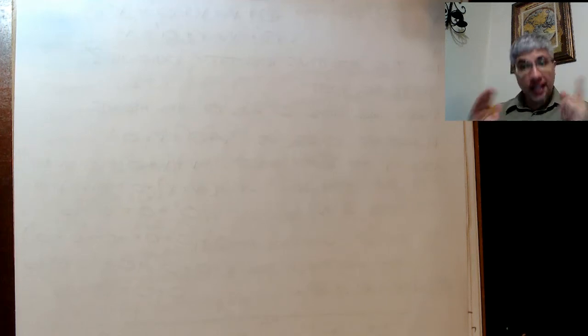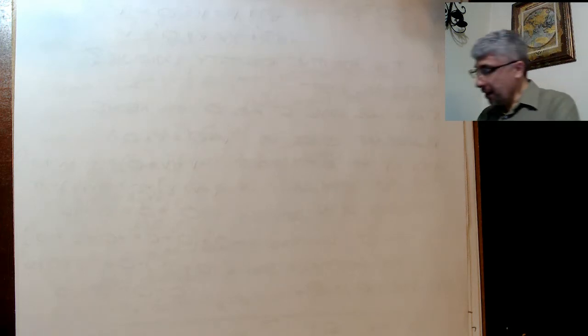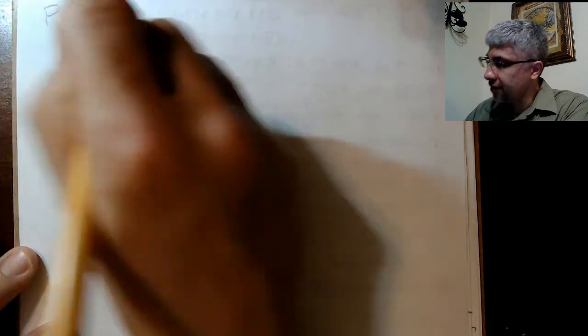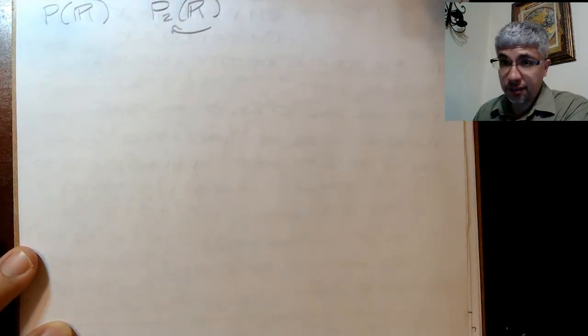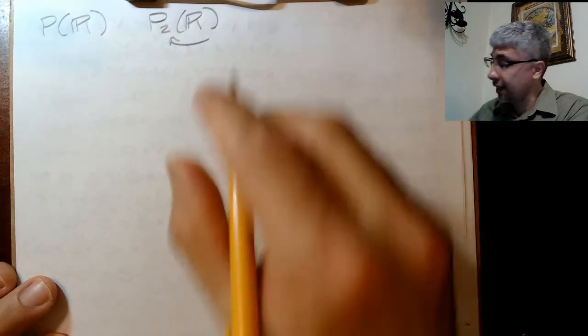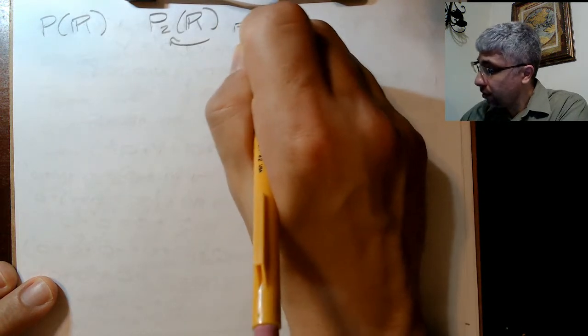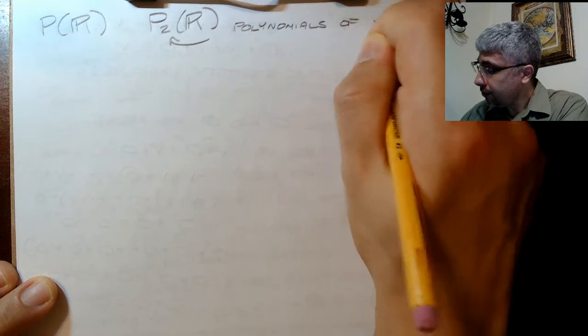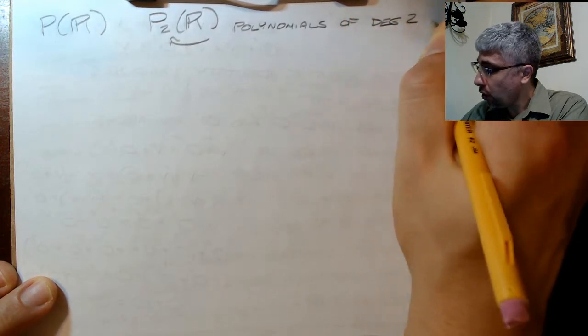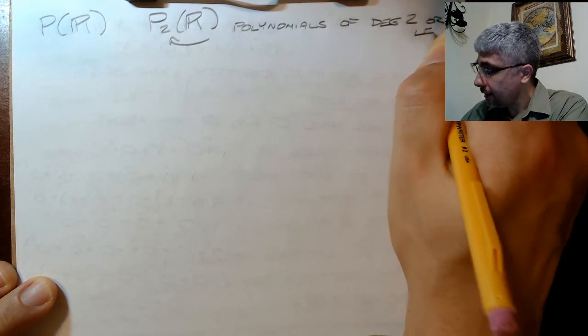Students, I did not get as far into that last example as I would have liked, so let's keep going with it. Let's take polynomials over the reals. We also discussed polynomials of a certain degree or less. So this would be polynomials of degree 2 or less.